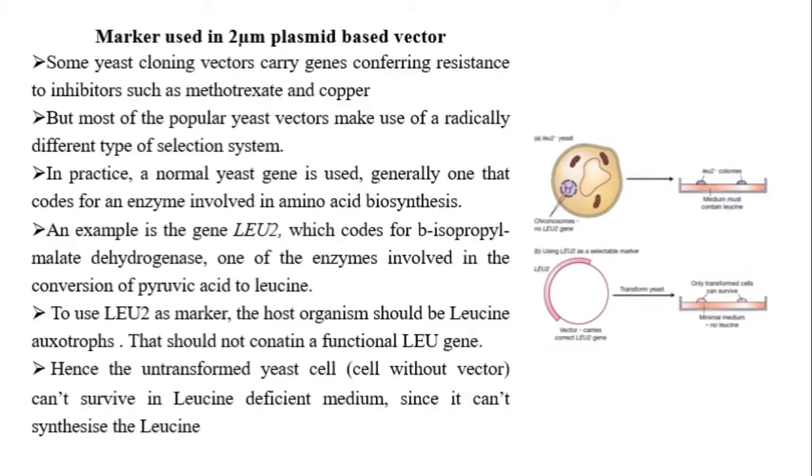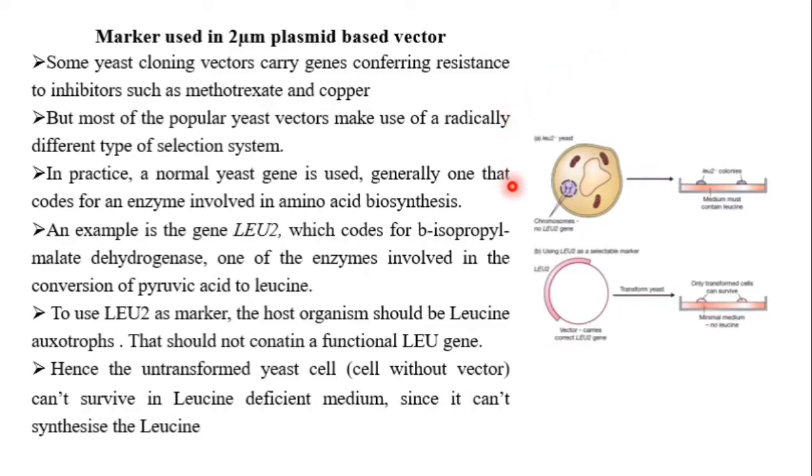If you are using the LEU2 gene as a marker, our host cell should be a leucine auxotroph. An auxotroph means that the organism will not synthesize a specific amino acid. That type of organism is known as an auxotroph.